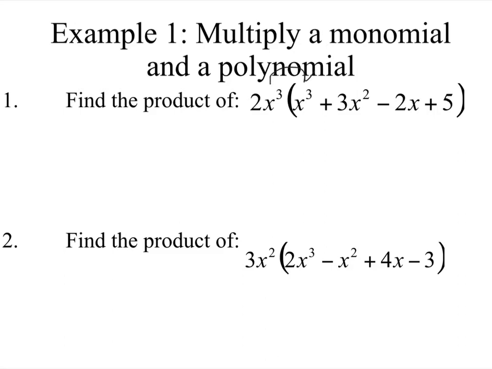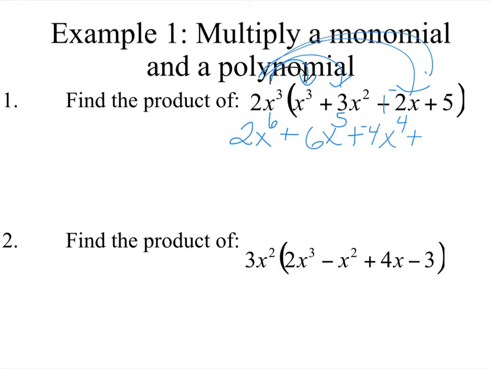I want to change color so it stands out a little bit more. So we're going to do 2x cubed times x cubed. That's going to give me 2x to the 6th. Plus 2x cubed times 3x squared will give me 6x to the 5th. Make sure you still always remember to go plus the opposite. This will give me -4x to the 4th and 10x cubed. And that's all there is to it. You're literally just taking each piece and multiplying it by the piece that is outside of the parenthesis.